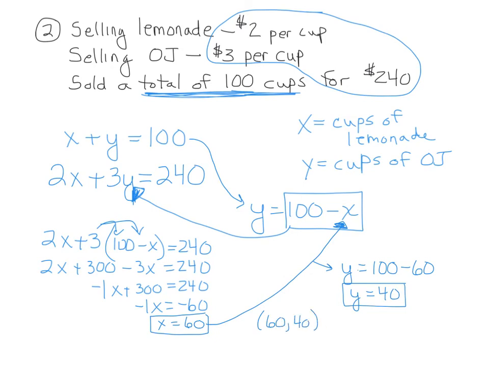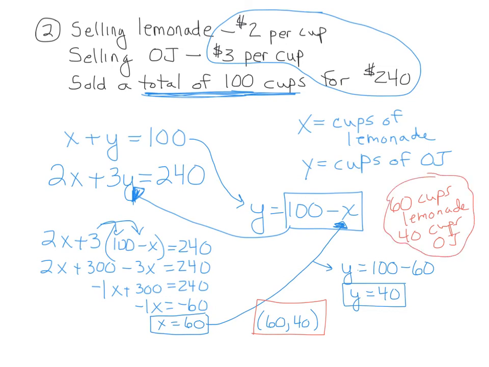And if it's an answer to a story problem, then you would answer it with like a little sentence, and you'd say, let's see, I have room over here. You'd say I had to sell 60 cups of lemonade, and 40 cups of orange juice. Alright, so that'd be the answer if you were answering the story problem. Here'd be your point if you were graphing.